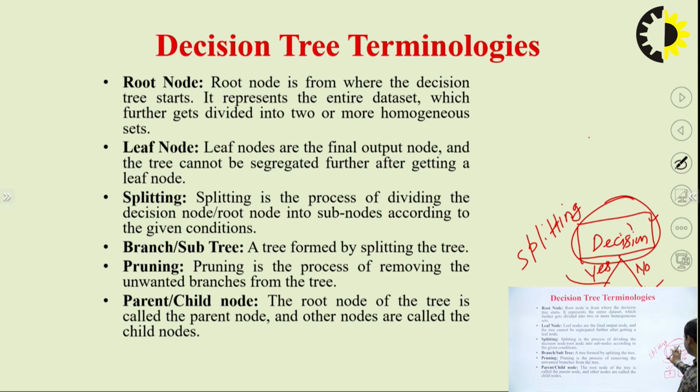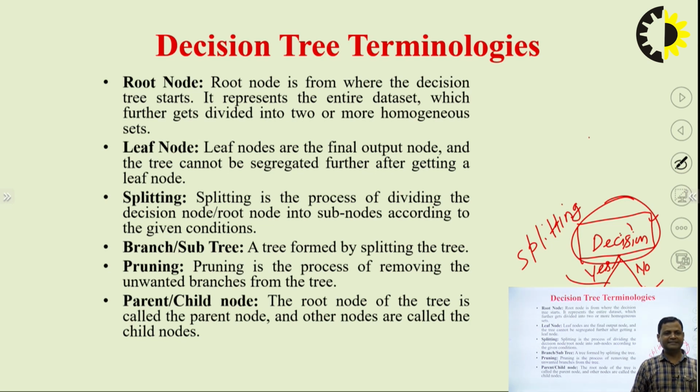And if we are carrying out a categorical binary prediction, then obviously there should be two branches based on the yes or no, based on the 1 or 0 responses, and the decision node will be split into two leaf nodes. So here 3 and 4 are the leaf nodes, and this one is the decision node, and we are splitting this decision node into the two leaf nodes. So splitting is the process of dividing the decision node or root node into sub nodes according to the given conditions.